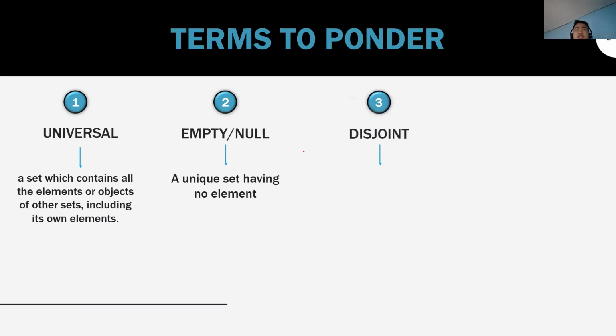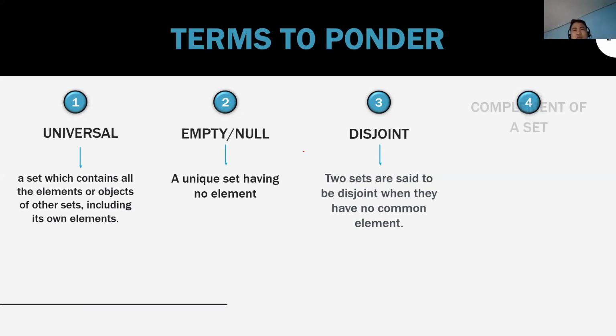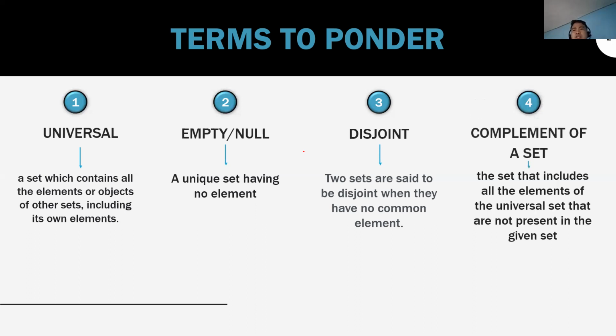The third one is disjoint. When we say disjoint, two sets have no common element. So walang magkaparehas. Halimbawa, ang set A ay colors of the rainbow, and then ang set B ay numbers from 1 to 10. As you can see, two different sets po siya. Walang common element. Walang parehas in short. Okay? And then number 4 is complement of a set.